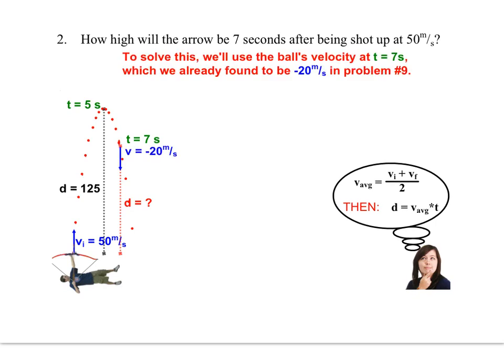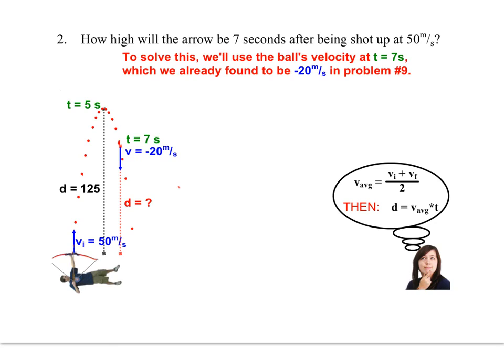We're also going to take advantage of the fact that we already went through the trouble of finding the velocity of the ball 7 seconds into the trip. We calculated that back in question number 9. We found that the arrow was moving at 20 meters per second down. That's the negative sign.